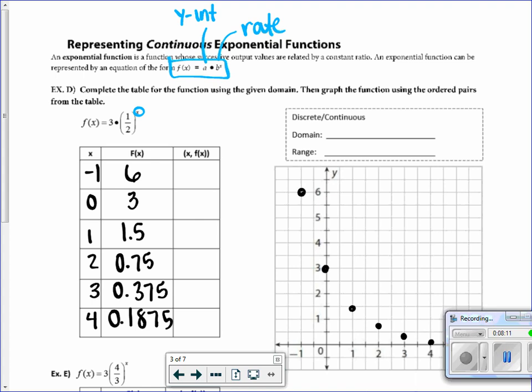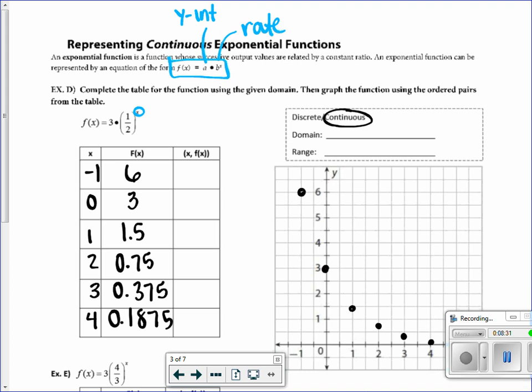Okay, so before we decide, is this going to be discrete or continuous? So how to decide? Were there any limitations that we were given for this problem? No. All they gave you was an equation. Since there are no limitations, it's going to be continuous.